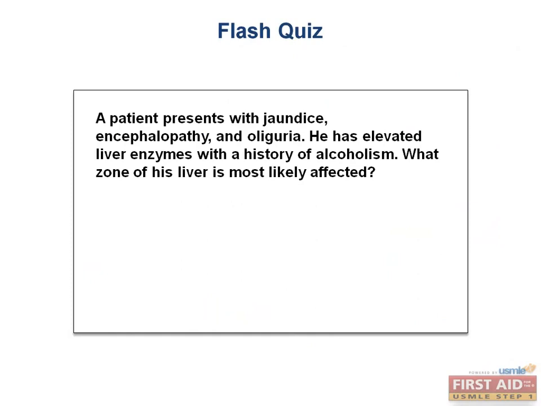Let's now do a flash quiz to cement what we've just learned. A patient presents with jaundice, encephalopathy, and oliguria. He has elevated liver enzymes with a history of alcoholism. What zone of his liver is most likely affected?